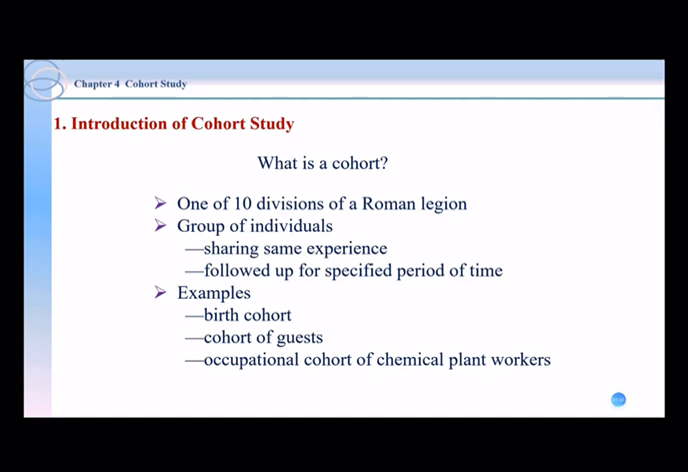The birth cohort is defined as a group of newly born infants. They were born during the same period of time, and therefore they might share a common life event. Other examples are cohorts of guests or occupational cohorts of chemical plant workers.